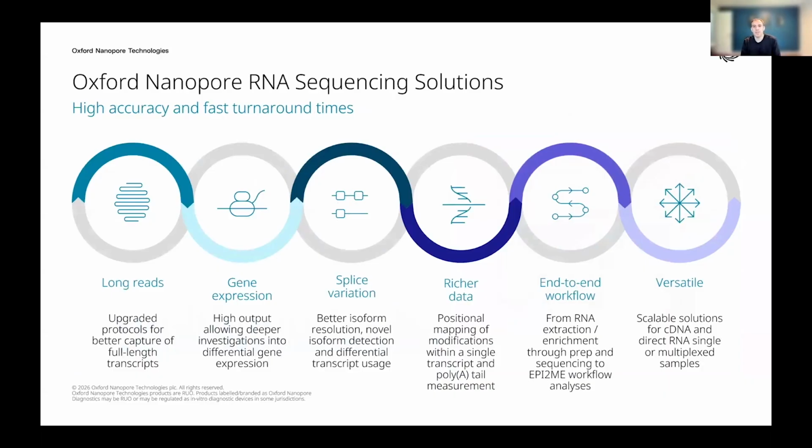So just to summarize, Oxford Nanopore RNA sequencing is designed to provide a combination of scale, flexibility, and biological resolution. Long reads improve the capture of full-length transcripts, and they provide a clear resolution of splice variation and isoform information. The ability to sequence complete transcripts supports isoform resolution, but is also powerful in novel isoform discovery, while still providing information on differential gene expression and differential transcript usage.